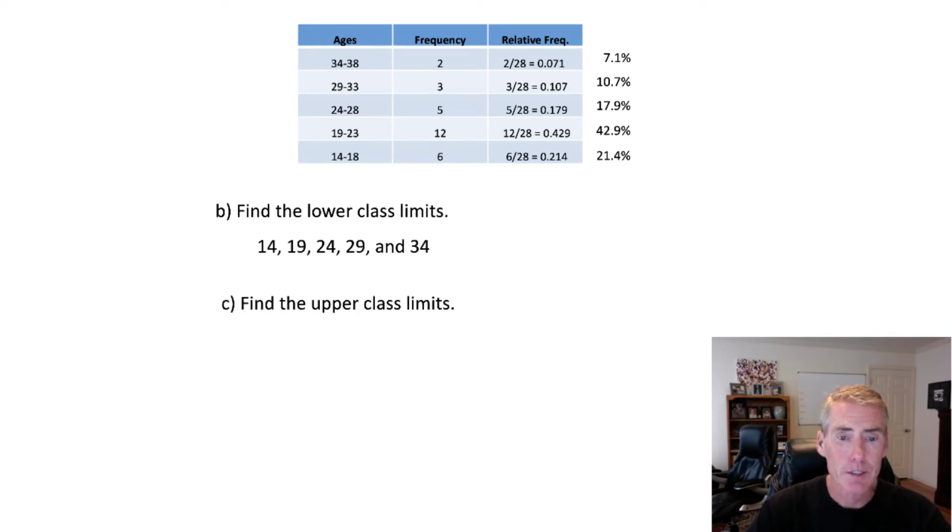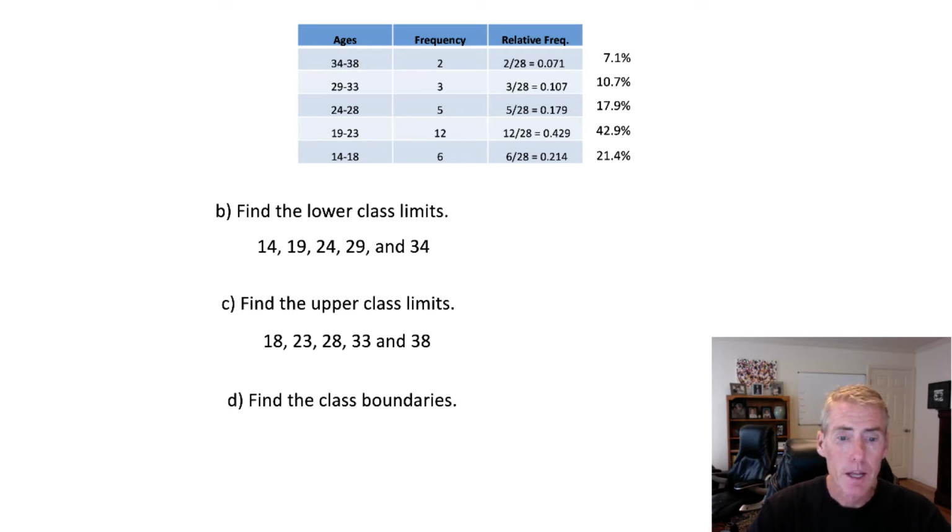And I'm sure you guessed what's coming next, the upper class limits. So to be counted in this category right here, the very upper score, or the oldest age, would be 18. For this one, it's 23, 28, etc. All the way up to the 38.